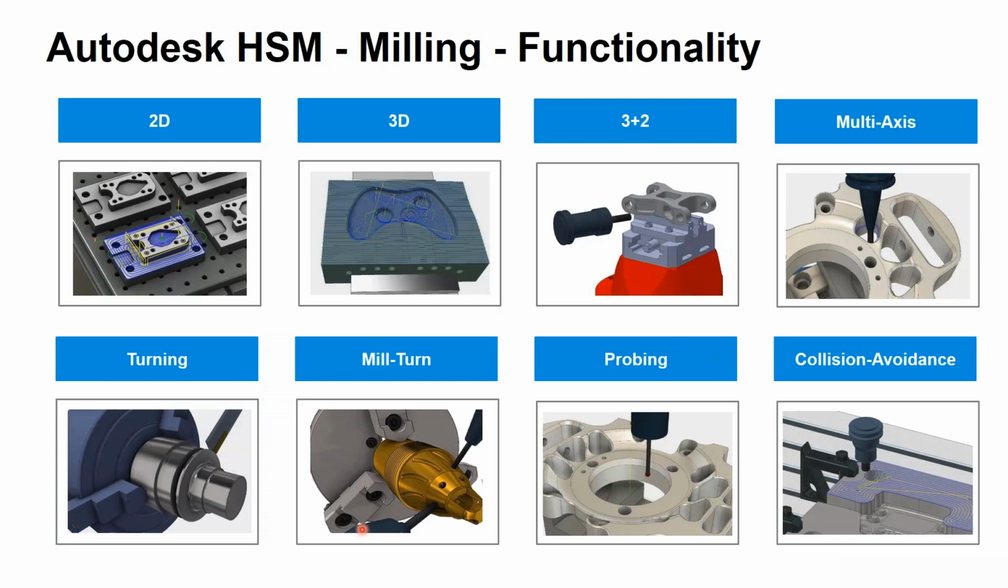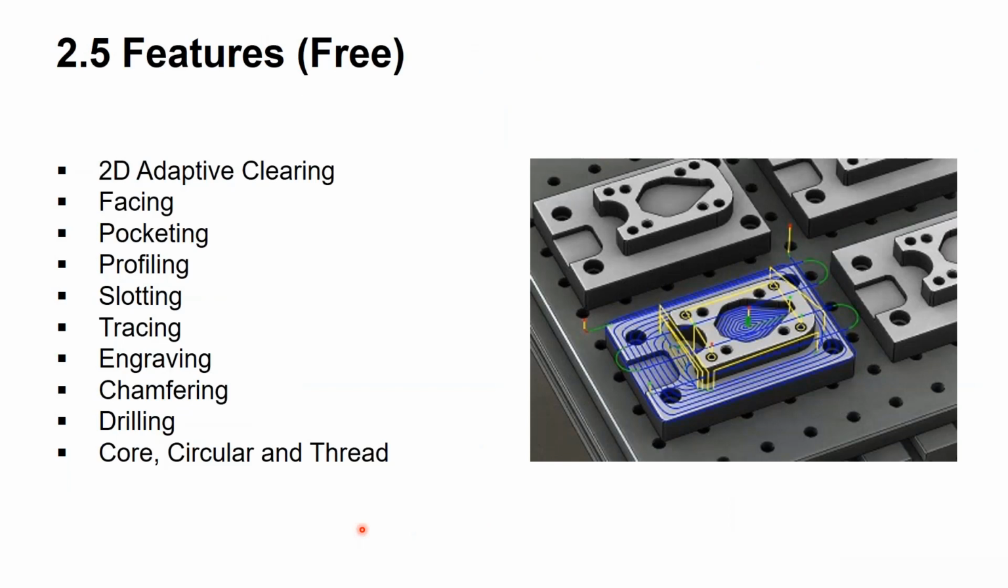So let's look into Autodesk HSM in the milling section and what kind of functionality we have. I will start with the 2D strategies. First of all, we have 2D adaptive clearing. That is a very, very nice feature, and we have it both for 2D adaptive clearing and 3D adaptive clearing. We also have facing, pocketing, profiling, slotting, tracing, engraving, chamfering, that's very important, and drilling, circular and thread milling. But we will look a little bit more into this during the demonstration of the software.